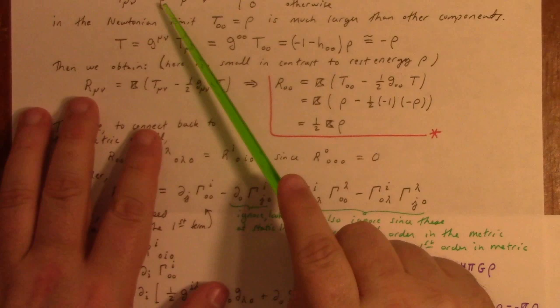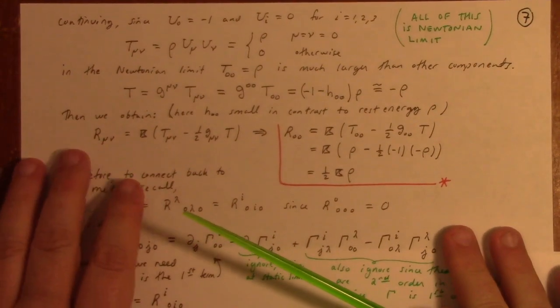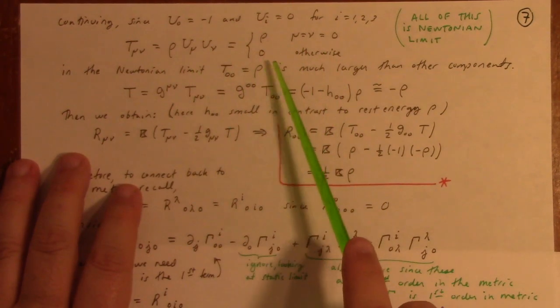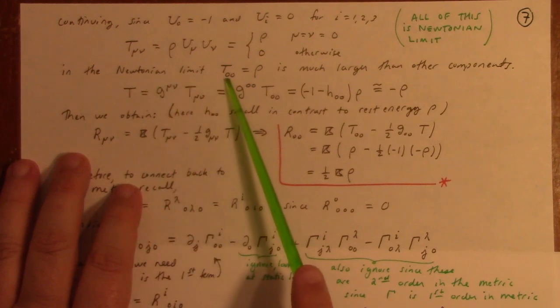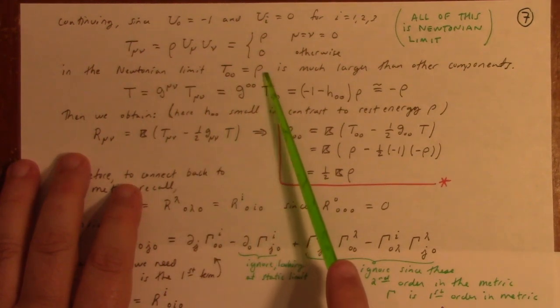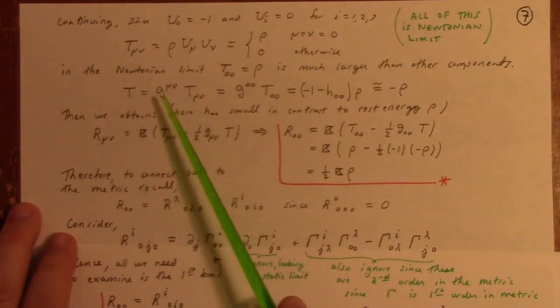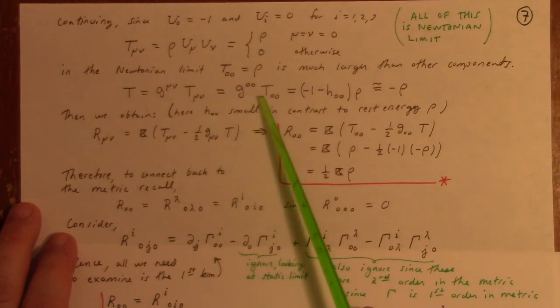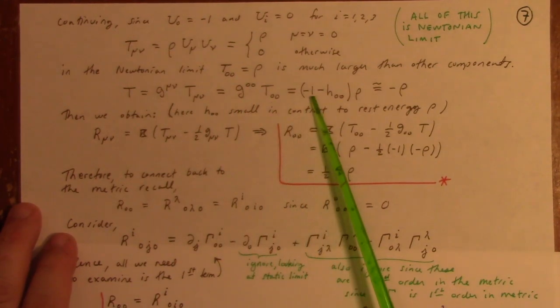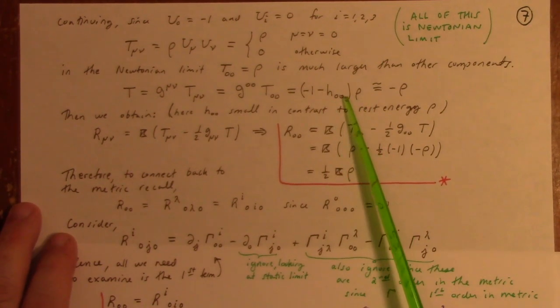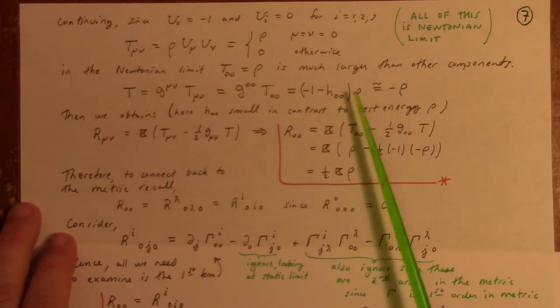And so in view of that, we have T mu nu is this, which is either rho when mu and nu are both 0, or it's 0 otherwise. So in the Newtonian limit, T00 is just equal to rho, and that's just much larger than the other components. All right, so if we trace G mu nu against T mu nu, it just boils down to G00 T00, which is minus 1 minus h00 times rho, which, dropping this tiny term, is equal to minus rho.